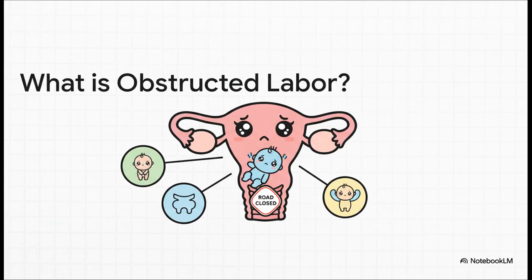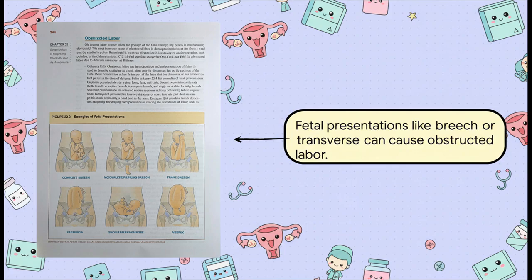This can happen for a few reasons. Maybe the baby's in a funny position, maybe there's an issue with the mother's pelvis, or it could be a scary condition called shoulder dystocia, where the baby's shoulder actually gets stuck. And this picture? It does a fantastic job of showing you exactly why that might happen.